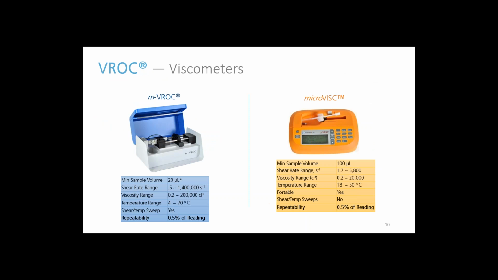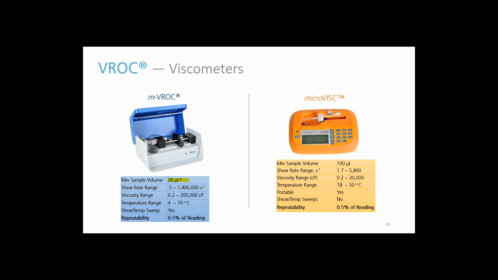Powered by VROC technology, RheoSense offers two levels of laboratory viscometer rheometers, the m-VROC and the microVISC. The m-VROC is the most versatile viscometer in the market. It can measure viscosity with as little as 20 microliters of sample. The shear rate range goes from 0.5 inverse seconds to 1.4 million inverse seconds, and the viscosity range goes from 0.2 to 200,000 centipoise. It allows for temperature control, and it allows to set shear and temperature sweeps in an automatic way. Of course, it's powered by VROC technology, so it offers the superior accuracy and repeatability that our customers are used to.